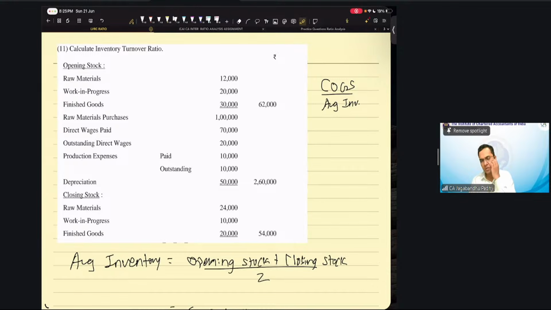If you say inventory turnover, it is all inventories. I didn't say finished goods turnover. Right? So when you say inventory, it includes all inventories.